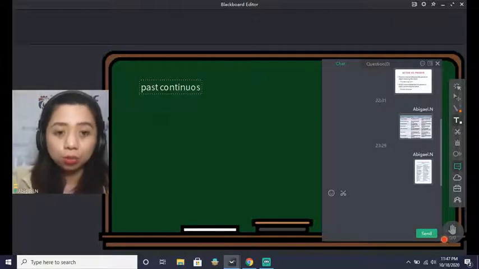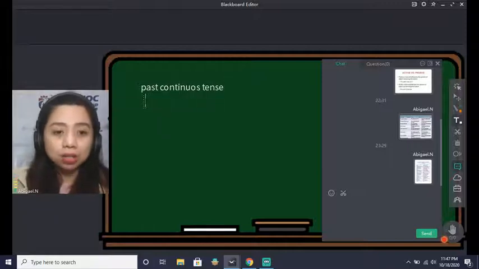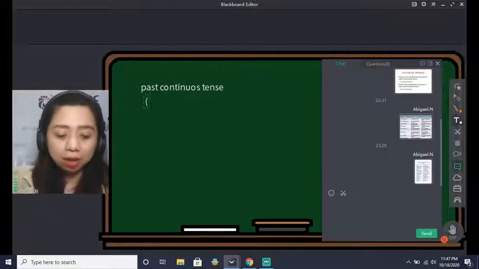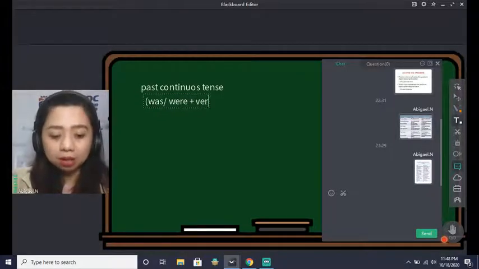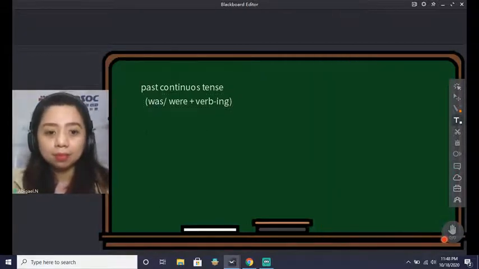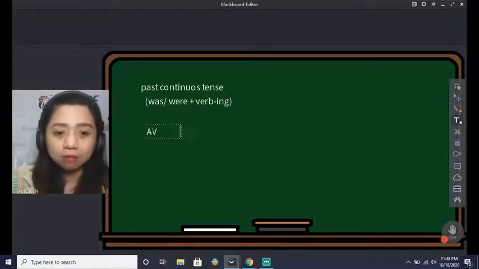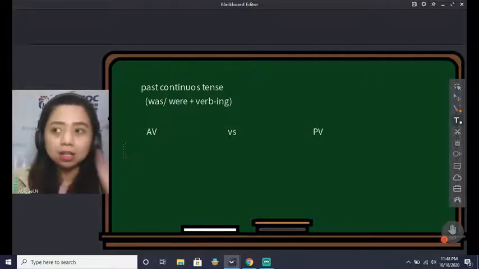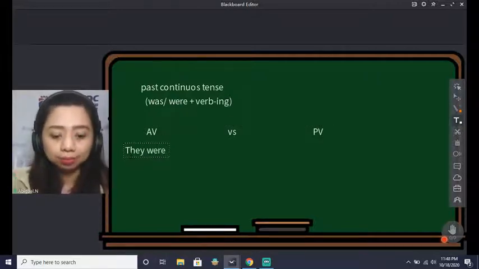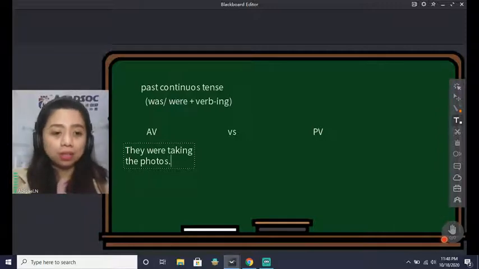Past continuous. Continuous tense. In past continuous, here is the pattern: was or were, plus the verb ending with ing. Here, active voice versus passive voice. My sentence is: they were taking the photos. They were taking the photos.